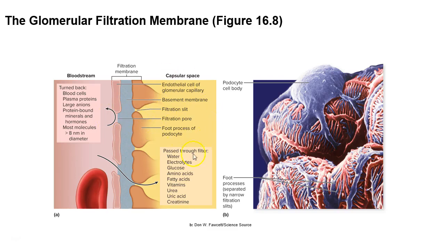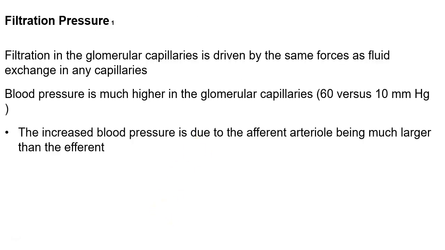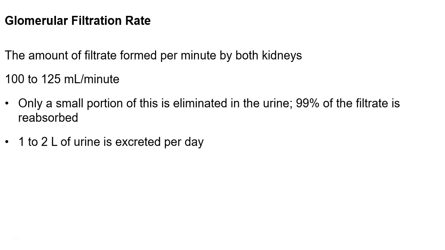So filtrate, again, is going to be collected in this capsular space and will include not only waste materials, but some beneficial materials as well. Keep in mind that filtration in these glomerular capillaries is going to be driven by the same forces as fluid exchange in any capillaries. So the fluids are going to want to move from a high pressure to a low pressure, which is why that afferent arteriole bringing more fluid in is going to create a pressure gradient where you have a higher pressure coming into the afferent arteriole than you have leaving the efferent arteriole. And so that's going to help push that filtrate out of the glomerulus and into that capsular space.